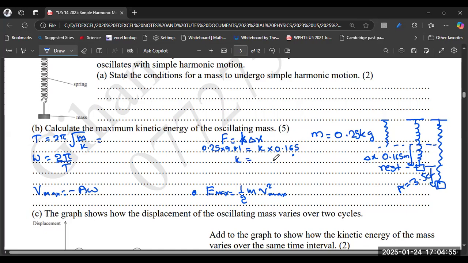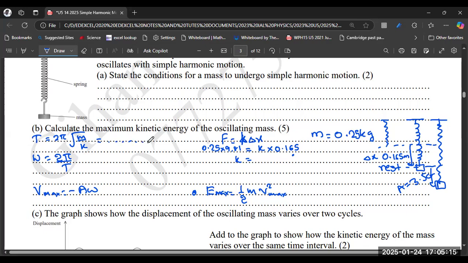From there, I will get the K value. When I substitute that K value here, the mass of the spring-mass system is 0.25. K value we found. From that, we will get the T value.